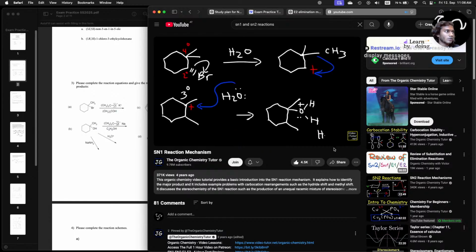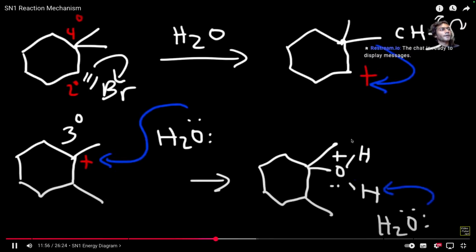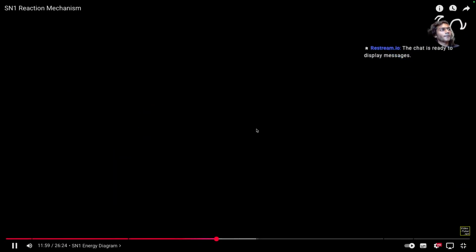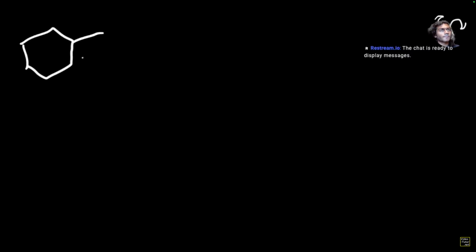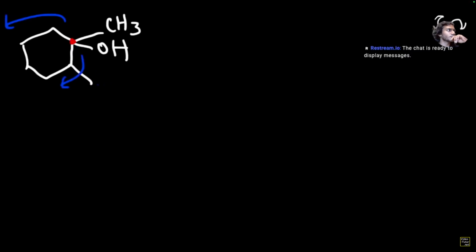The removal of a hydrogen. So now water is going to behave as a base, taking off this hydrogen. And so this is going to give us a tertiary alcohol. Now we need to determine if this carbon is a chiral carbon, and it is. It has a methyl group, an OH group, and this side is different than that side. The side towards the bottom has a methyl group. Towards the top, there are none.